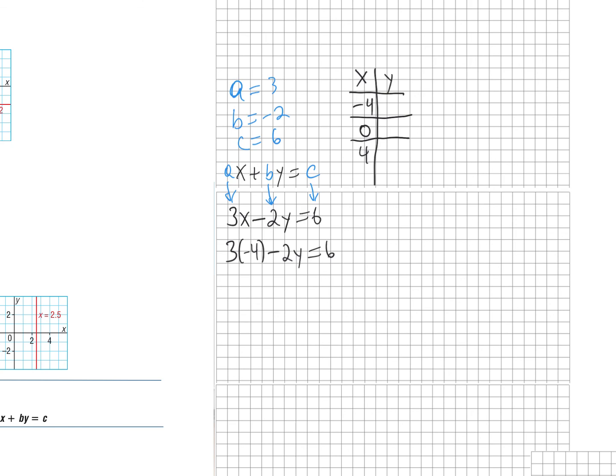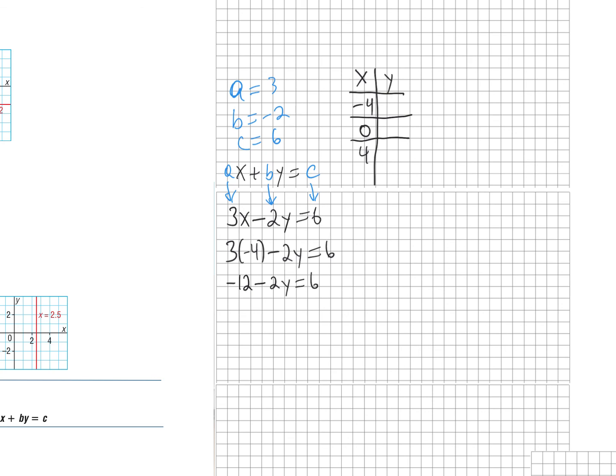So now what we're essentially going to do is we are going to solve for y using our algebra skills to figure out what the value of y will be when x is -4. In order to do this, we have to follow our order of operations and make sure we stick to our algebra rules. First things first, though, is we're going to multiply this 3 times -4. 3 times -4 is going to give us -12. Take away 2y equals 6.